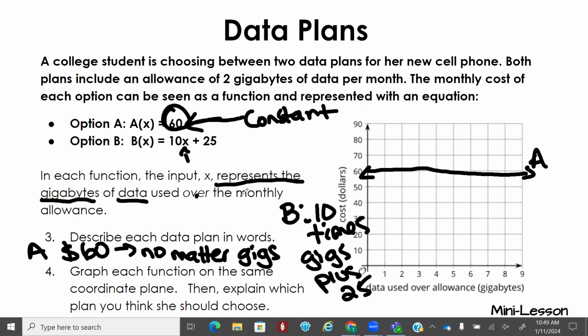This is A. No matter how many gigabytes we use, which we can't use less than 0, okay, it's going to be 60 bucks. Now, for the next one, we got to graph it. It's got a y-intercept and it's got a slope. The y-intercept is 25, so we're going to mark that one right there. And each time I move over, I'm going to go up 10. So up 10 over 1, up 10 over 1. And connect the dots. What kind of function is that guy? Fantastic. How do we know? It is a straight line.